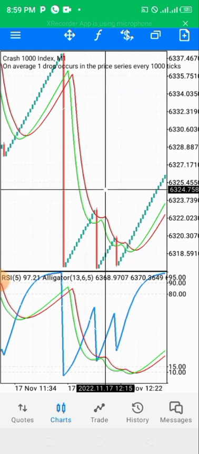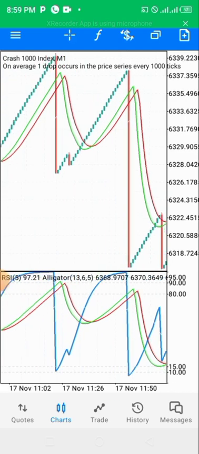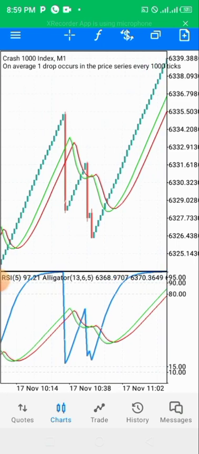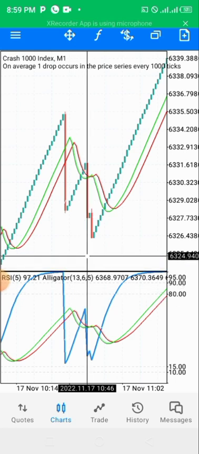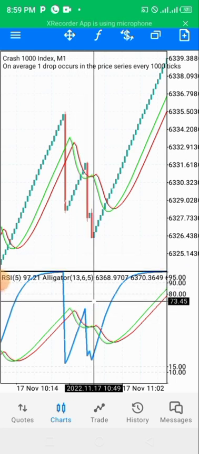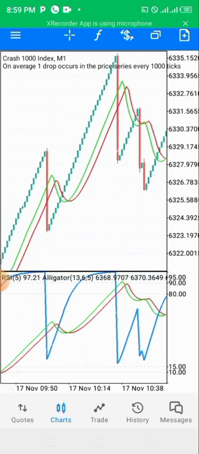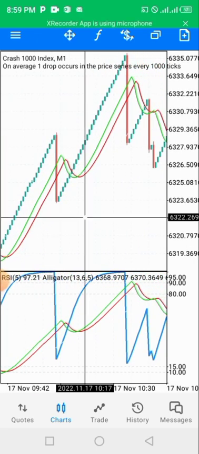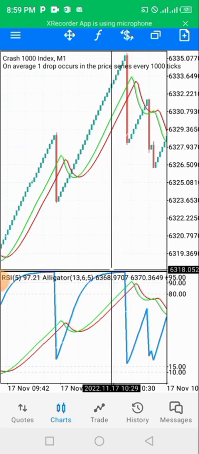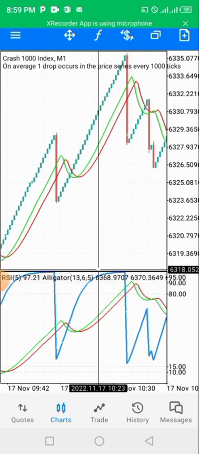Okay, now let's go to how you can catch spikes with this strategy. Okay guys, this is how you catch spikes with this strategy. If you actually want to catch spikes using this strategy, these are the conditions you have to follow.